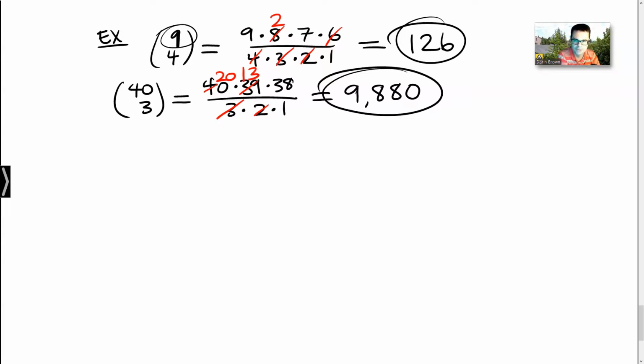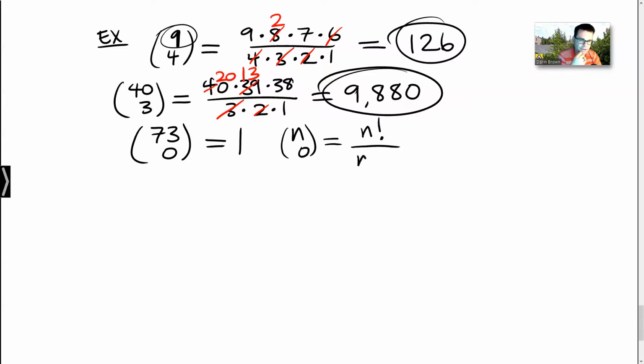Okay, what about 73 choose 0? Now, this is leading to one of the main properties of binomial coefficients, which is that anything choose 0 is always 1. Because how many ways can you choose nothing out of some things? There's only one way to do it. Another way is if you look at the formula, you see that n choose 0 is always going to be n factorial over n factorial 0 factorial.